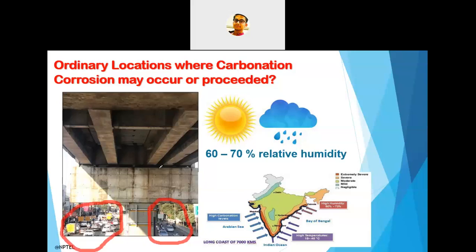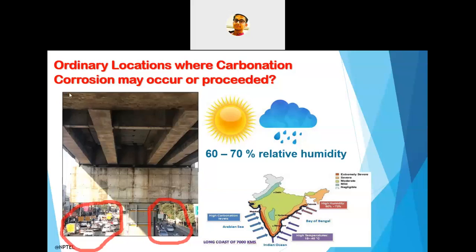Humidity plays a very vital role in the case of carbonation-induced corrosion. If the humidity is more than 70%, you cannot have carbonation. If the humidity is also less than 55 or 62%, you may not have carbonation-induced corrosion. We'll see these things in the upcoming slide in detail.